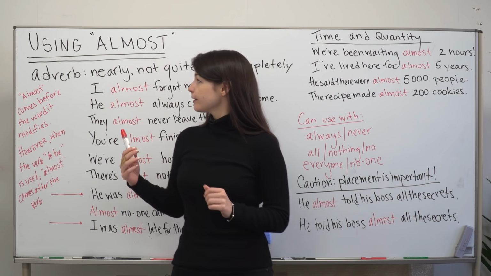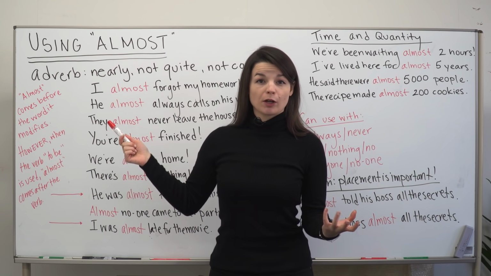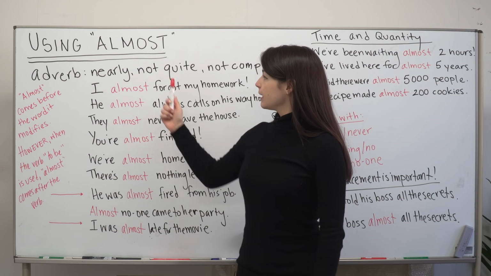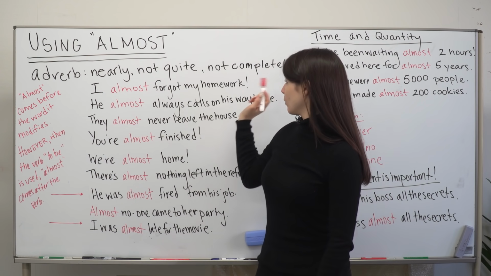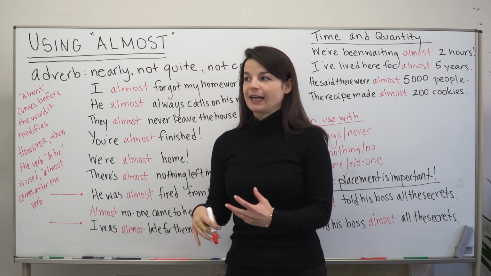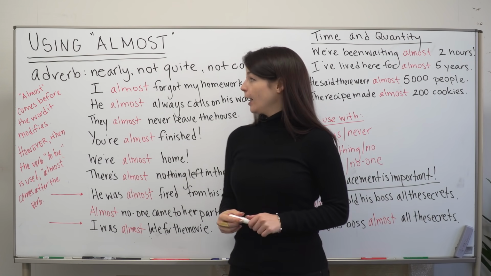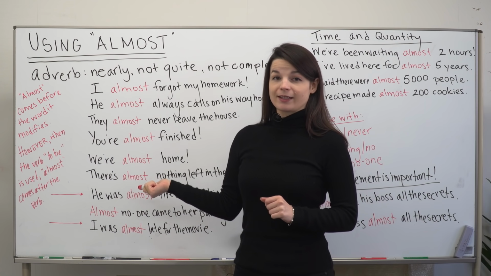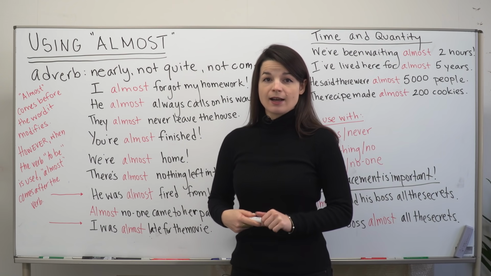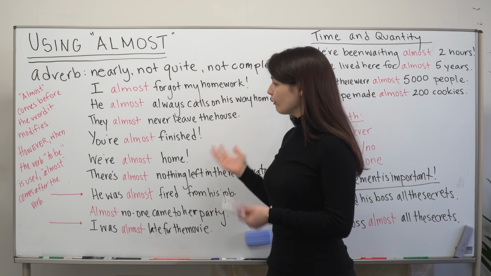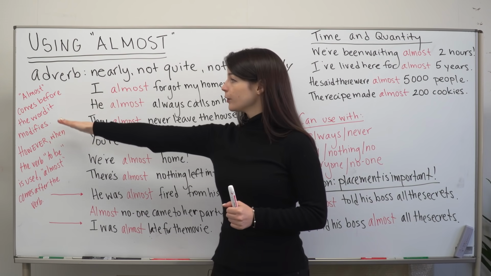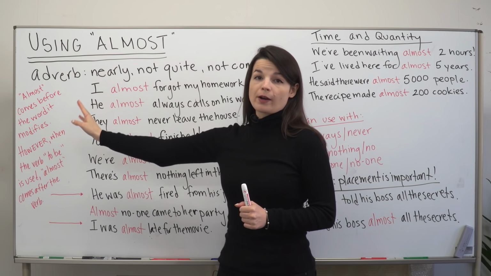So first, let's look at the meaning of the word almost. So almost is an adverb. It's a word that means nearly or not quite or not completely. It can also mean similar to something, but not exactly like something. So I've got a lot of example sentences here that I hope to talk about to kind of explain the use of almost. Before I do that though, I want to mention this point over here. Almost comes before the word it modifies.